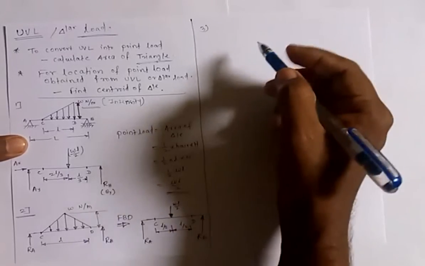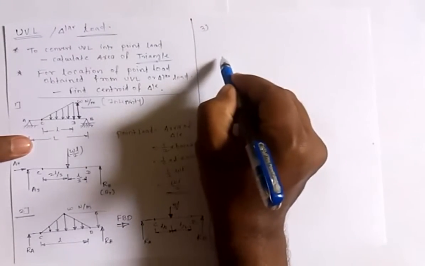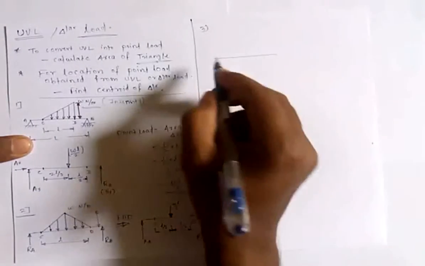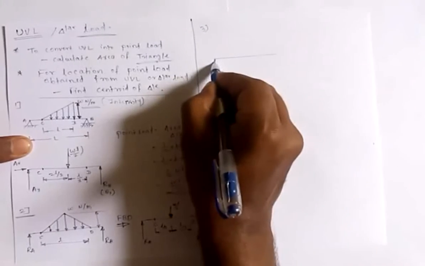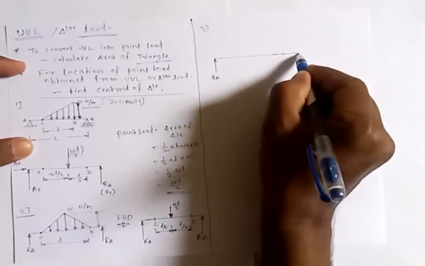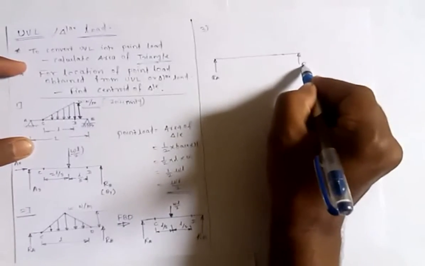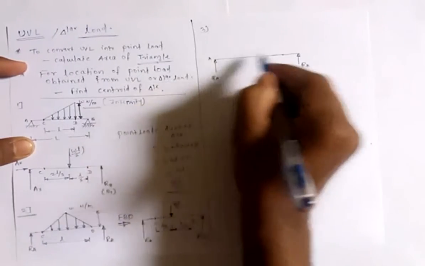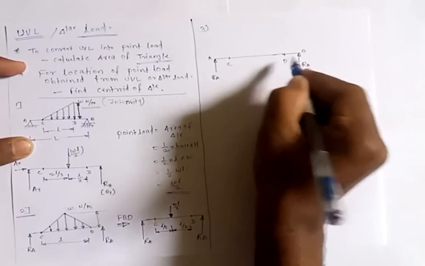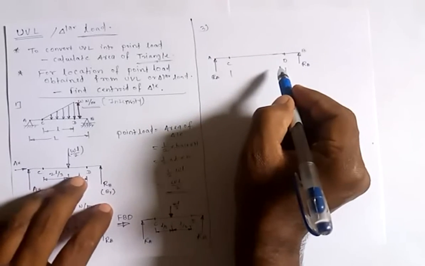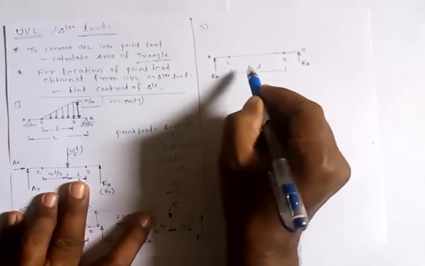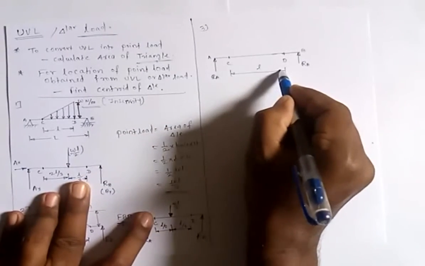Let us consider one more type of triangular load. Instead of saying triangular load, we will call it trapezoidal load now. I will say that this is reaction RA, this is reaction RB. Between A and B there is a point C as well as D. Let the length between C and D be small l, as usual, as we are assuming in all cases.